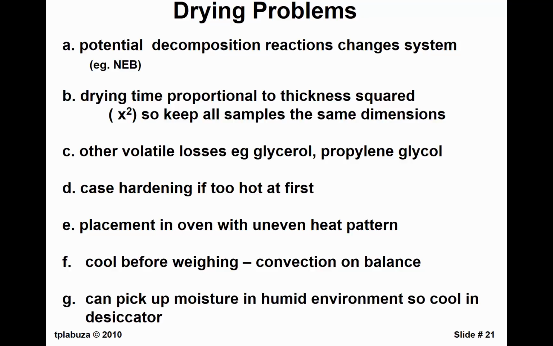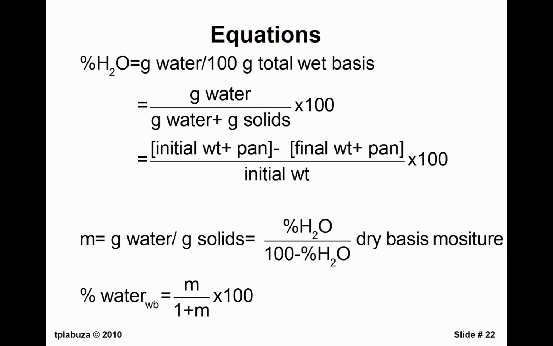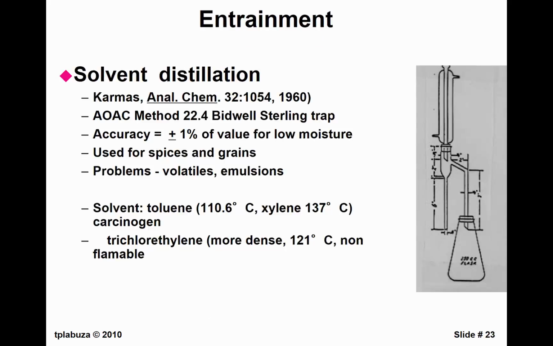You want to cool before weighing, because if you put a hot sample on your balance, you're going to get convection currents, and it's never going to settle to a level where you can read the weight. So you should cool it in a desiccator, especially if you've got a humid environment, which in the summertime, it's pretty humid around here. At least 50 to 60% relative humidity indoors. And so that's a critical thing. And again, these are the same equations that I showed before, so I'll skip them. So that's the simple ways that people measure, except for Karl Fischer. We'll talk about Karl Fischer in a few moments.